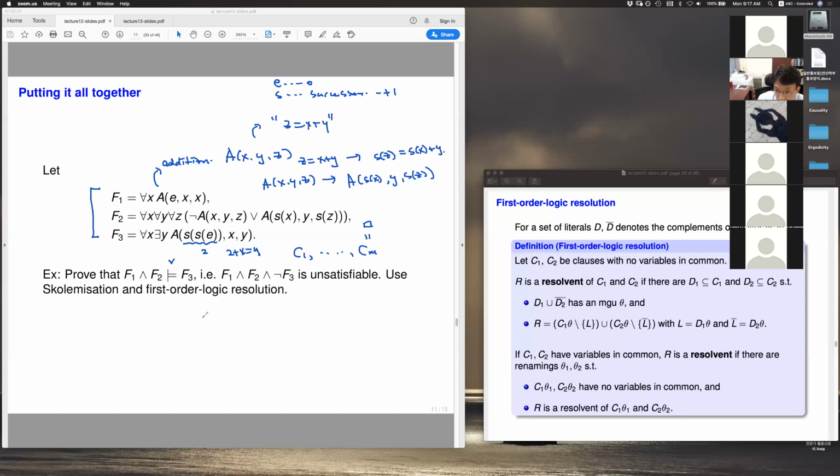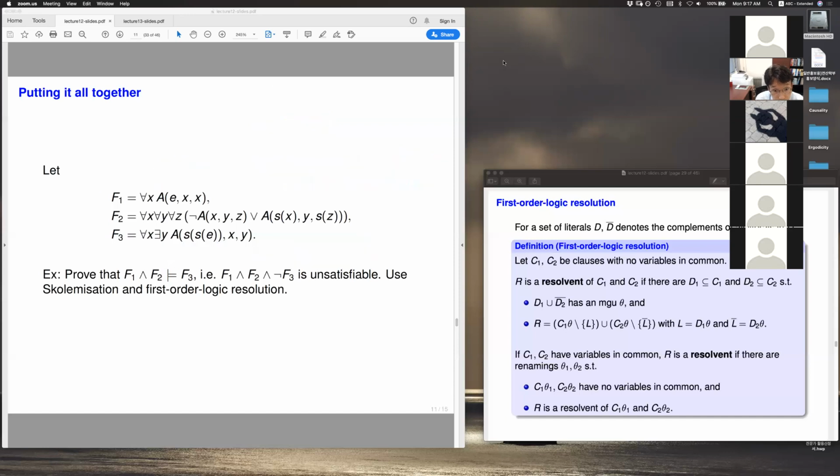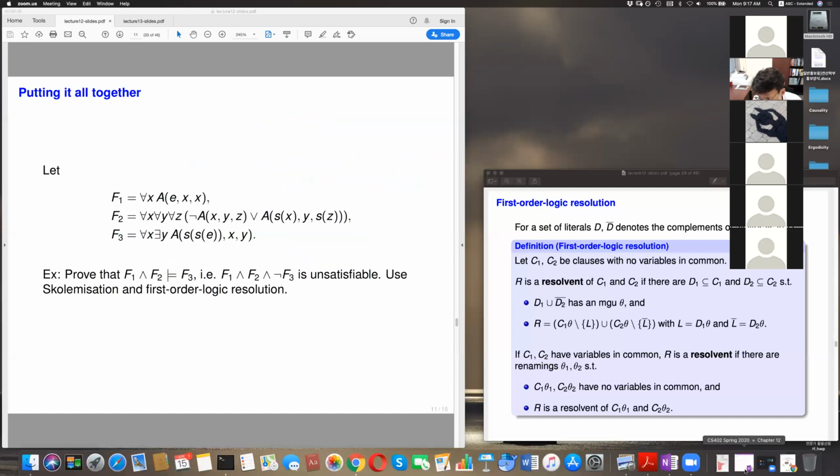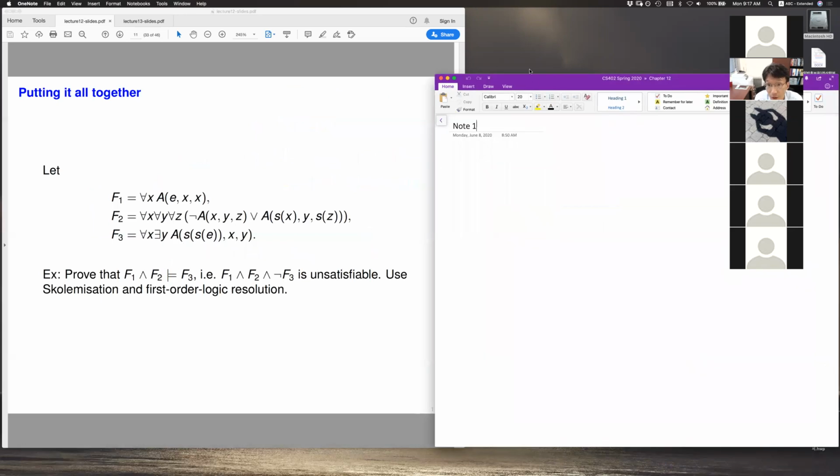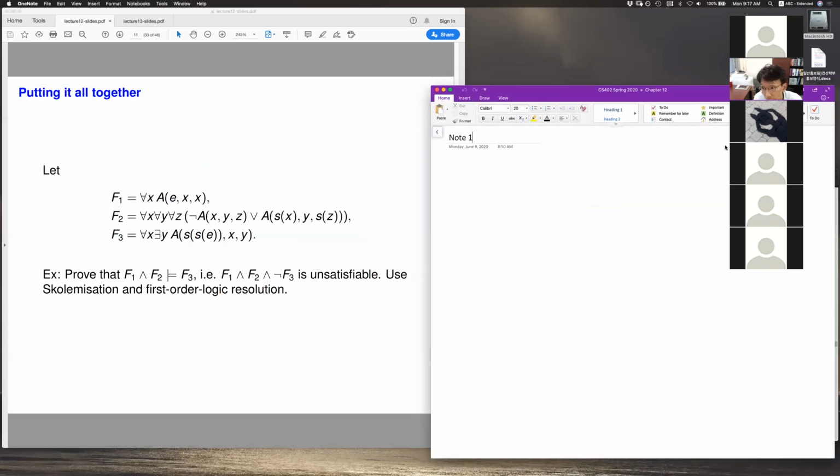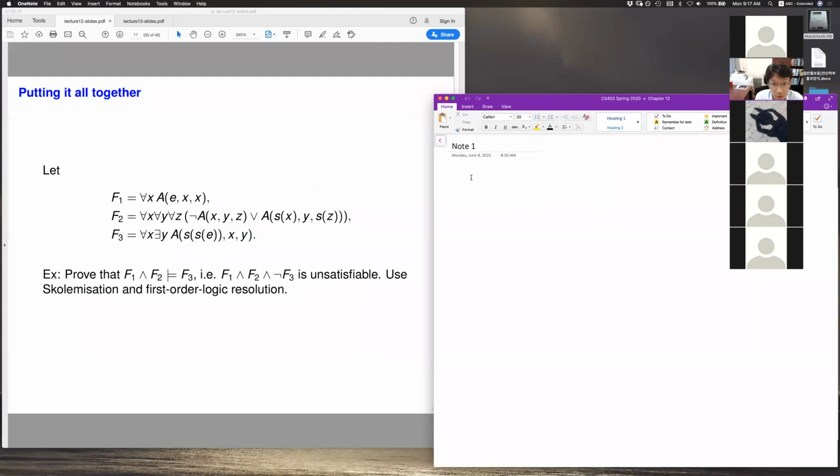Okay, so the next slide actually has a solution, but I think it's better for me to just show you how it works.